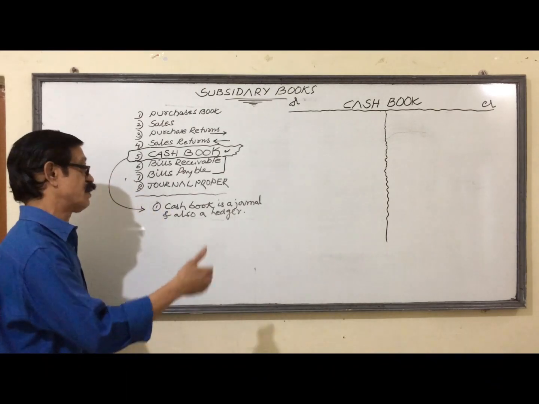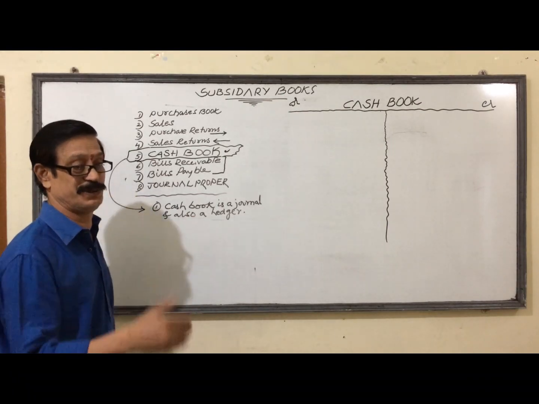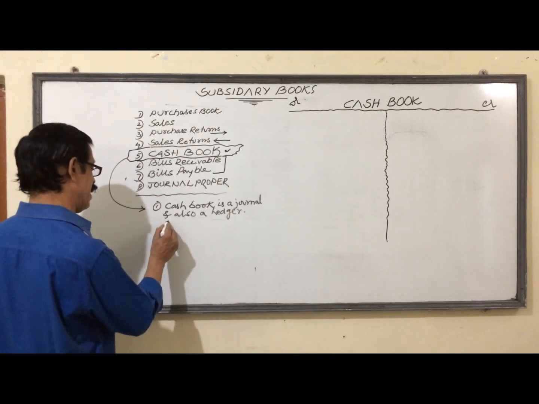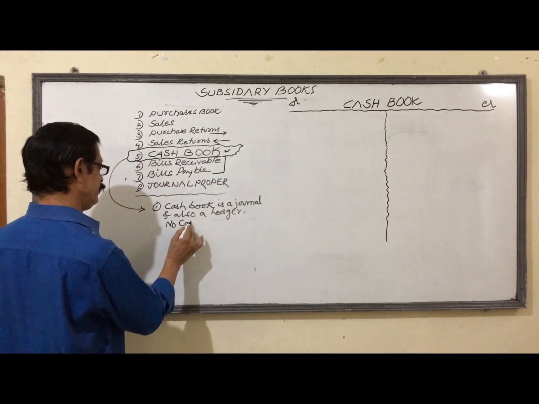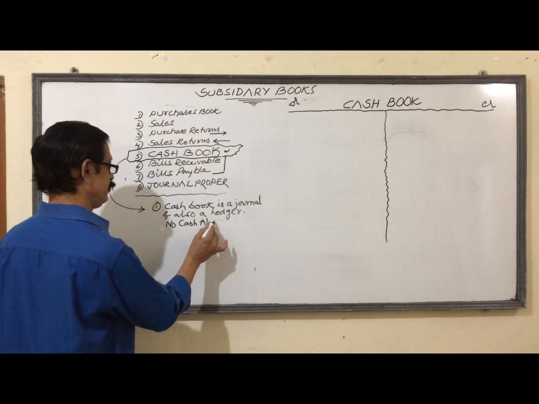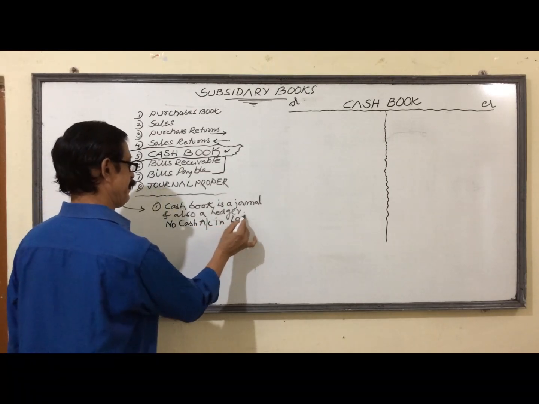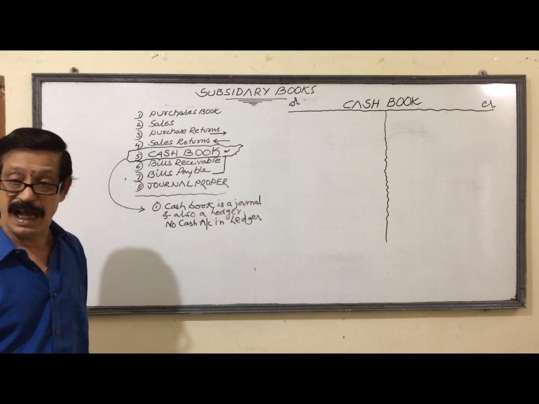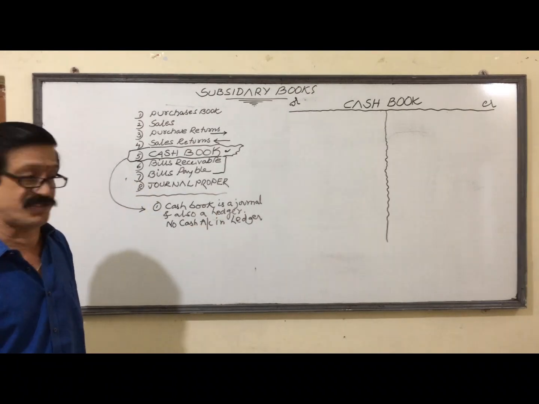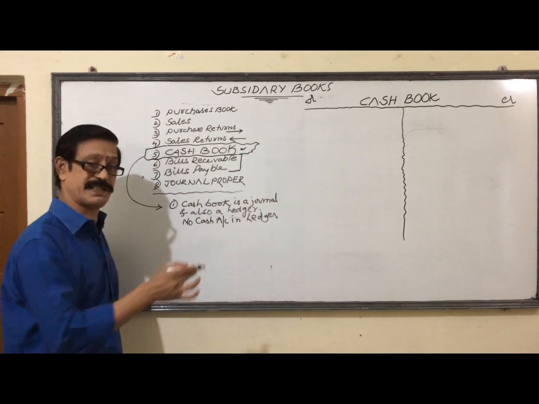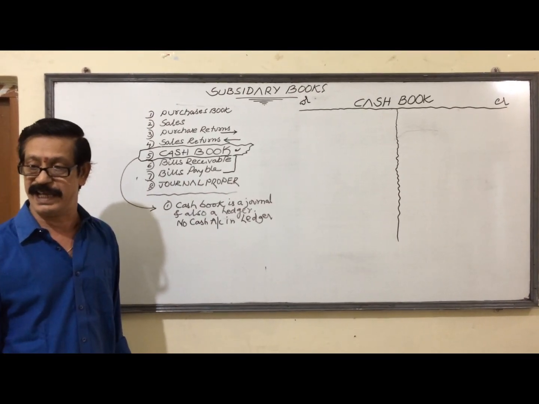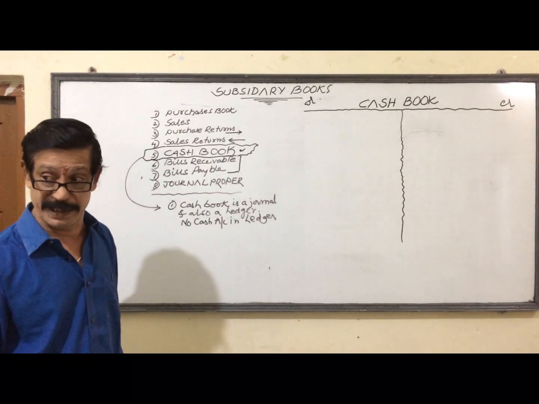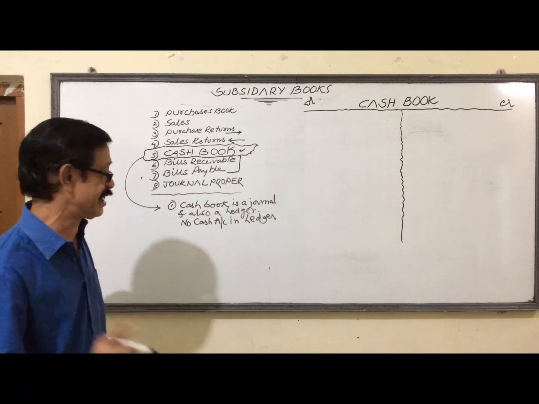Why? The cash book works as a ledger also. It is the journal and also a ledger. No cash account in the ledger. Well, dear students, it is most important for interviews and even in objective type examinations. Cash book works as journal and also a ledger. No cash account in the ledger. All accounts are maintained in the ledger except cash account.